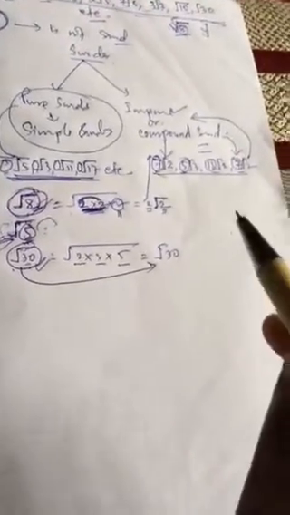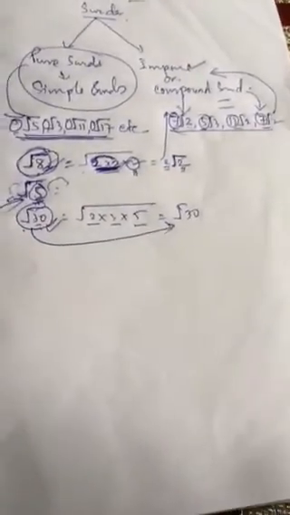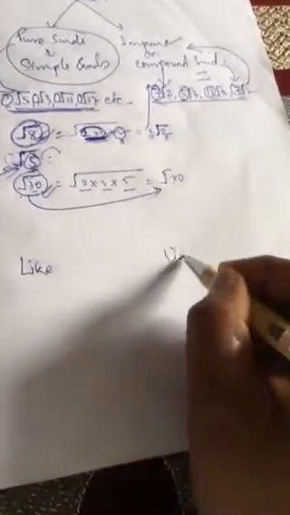Now, this is the category, the types of surds. And now we have to understand two more types of surds, that is like surds and unlike surds. Again, all types of surds, both pure and impure, are further divided into two more types, that is like surds and unlike surds.